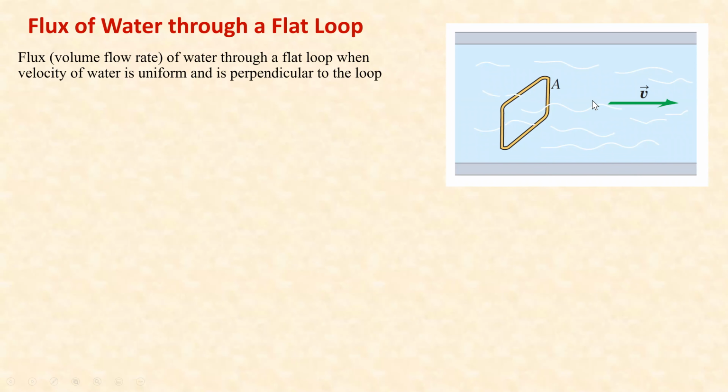Suppose you have a loop and the water is flowing this way with velocity v. The flux of water, or volume flow rate, means the number of cubic meters of water passing through the loop in each second. So the flux of water through the flat loop, when the velocity of water is uniform and perpendicular to the loop, can simply be written as V times A. We denote the flux by phi, and it is V times A. Remember that V is meters per second, area is meters squared, so it becomes meters cubed per second. So that's the flux of water.